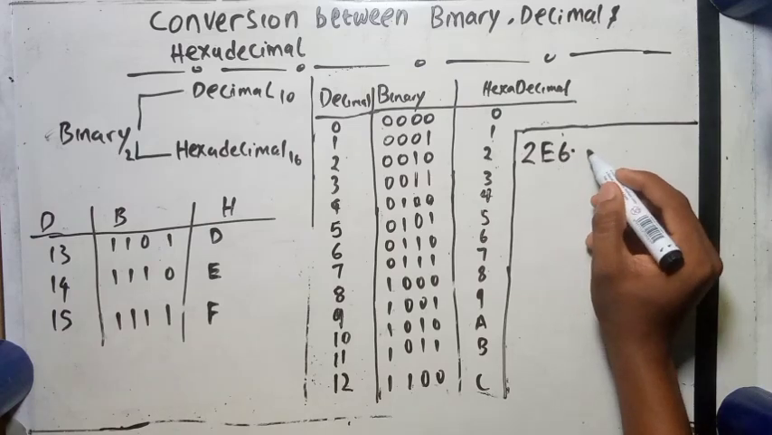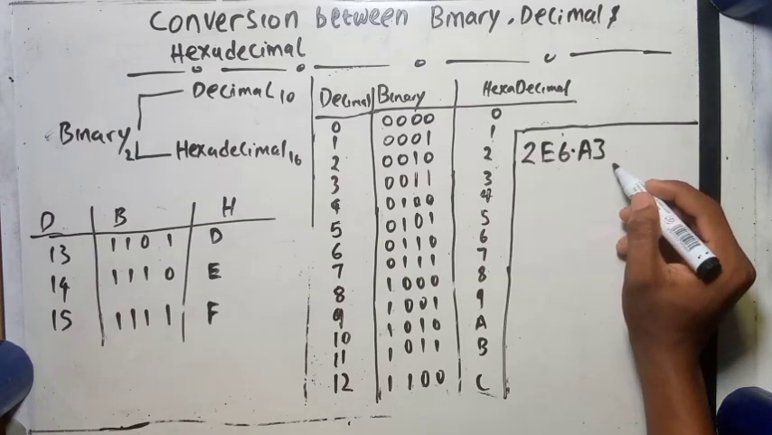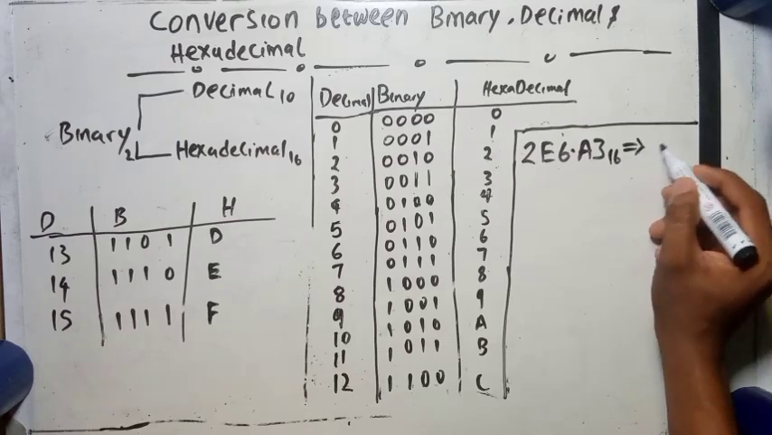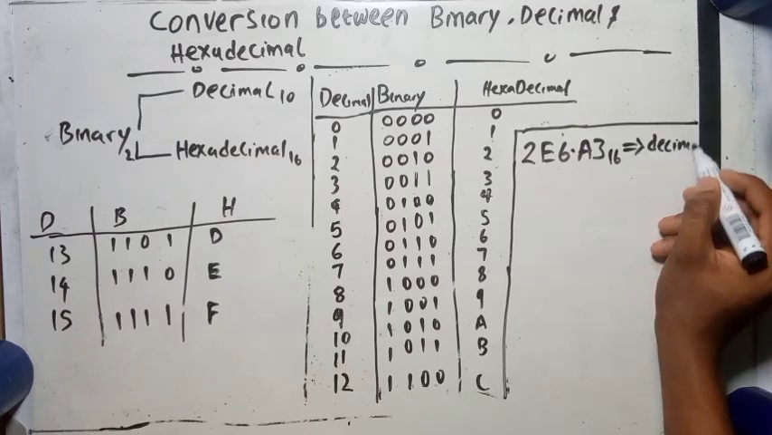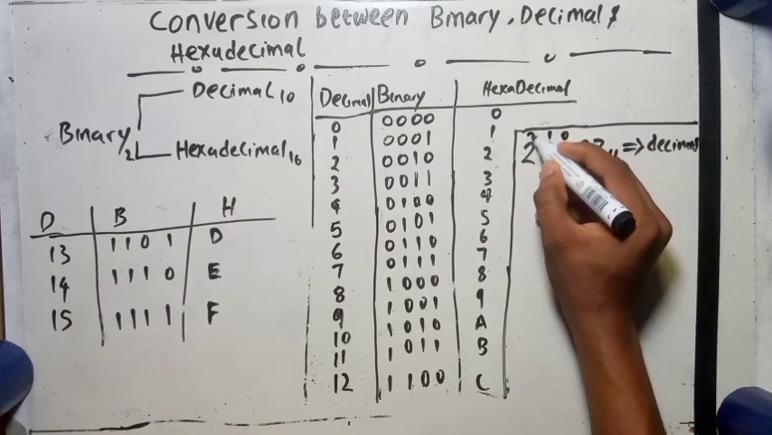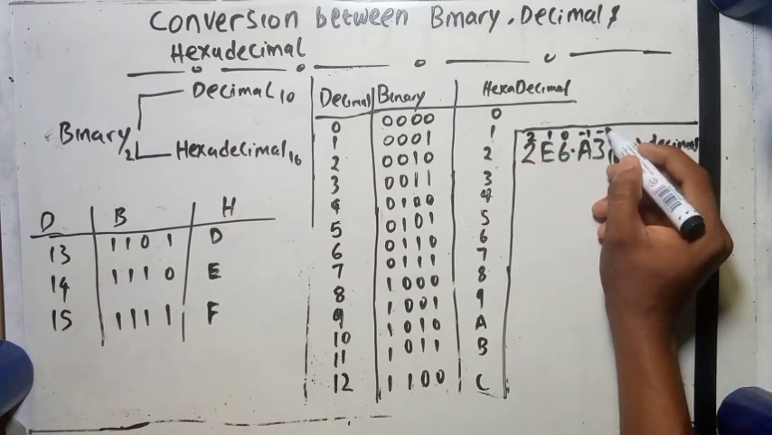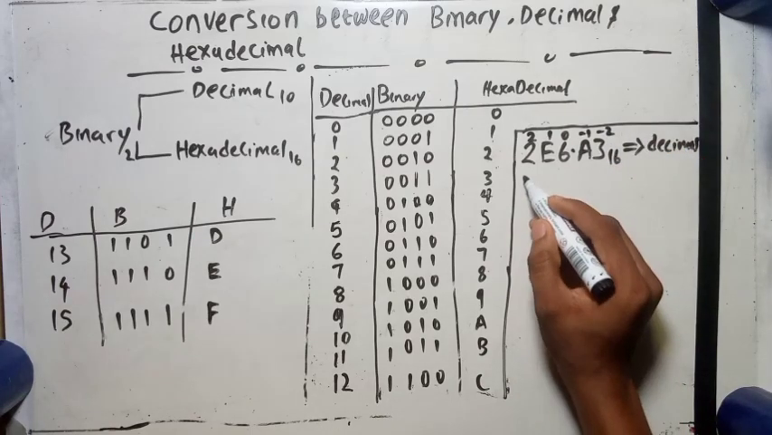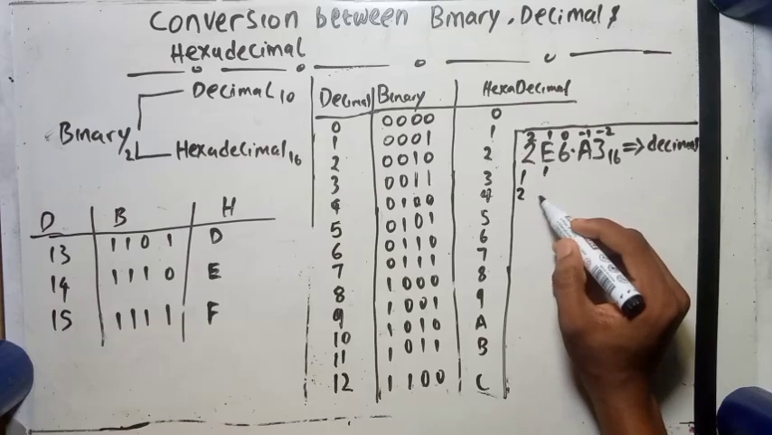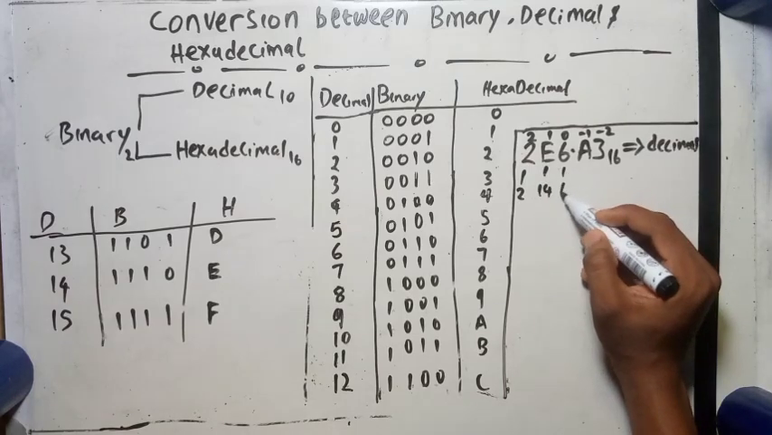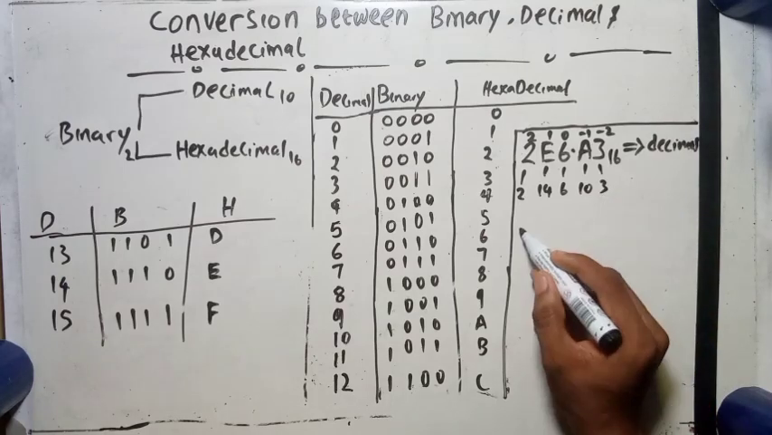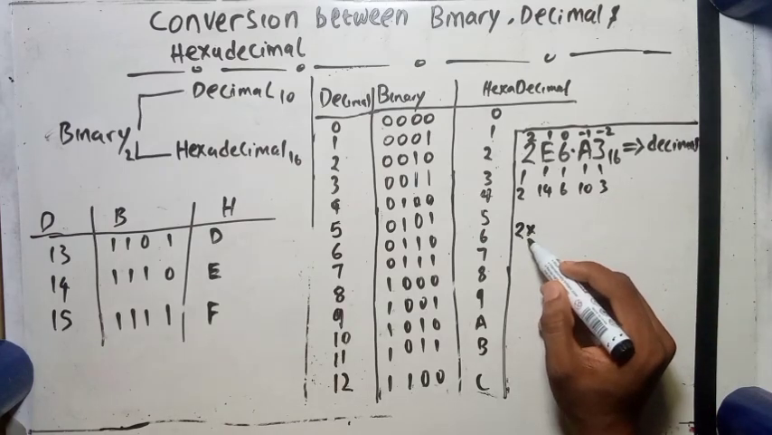So I saw this one: 2E6 plus A3 in base 16. And you're asked to convert it to decimal. It's quite easy. Okay, so here it's going to be 0, 1, 2. It's going to be minus 1, minus 2. Remember, this remains 2. E is 14. 6 is still 6. A is 10. 3 is still 3.